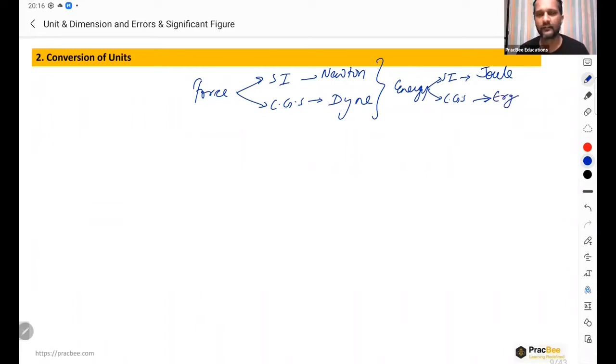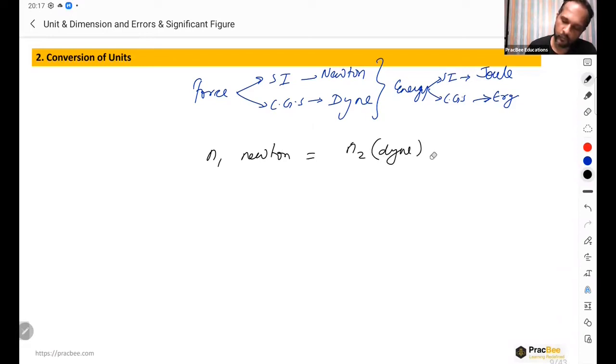I have to convert N1 Newton to dyne, so I'll get N2 dynes. N1 Newton is equal to N2 dyne. Suppose I have to convert from Newton to dyne and I have N1 Newtons. How much will be the value of N2 that we have to find out here? Now my question to you is, what will be the dimension of Newton and what will be the dimension of dyne?